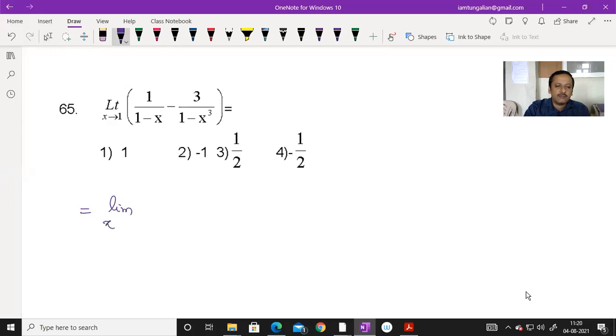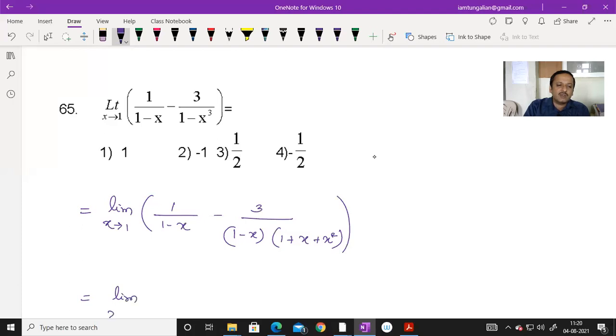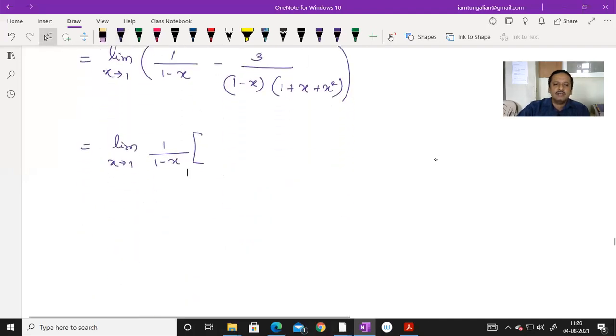So how do we take care of it? You take that as common. 1 minus x cube can be factorized by using the a cube minus b cube formula: a minus b into a square plus ab plus b square. Okay. So this is what we get. Now I'll take that 1 by 1 minus x as common, limit x tends to 1. If I take 1 minus x as common, what will remain? We are left with 1 minus 3 divided by 1 plus x plus x square.